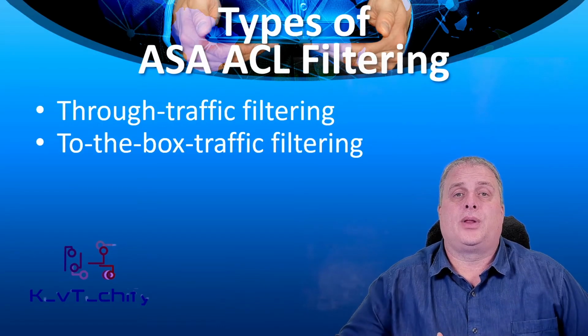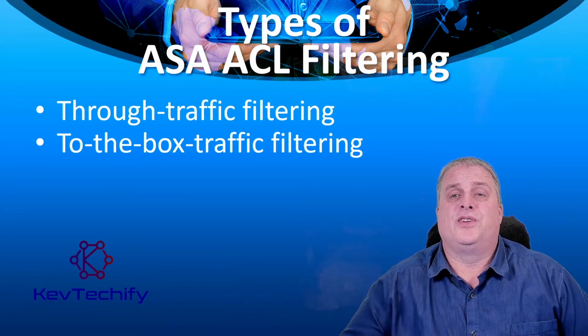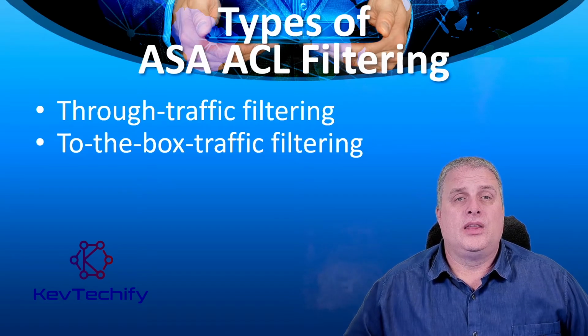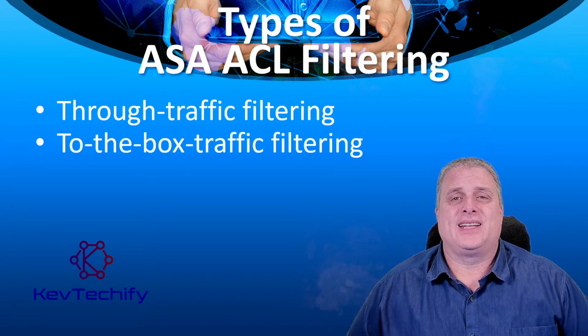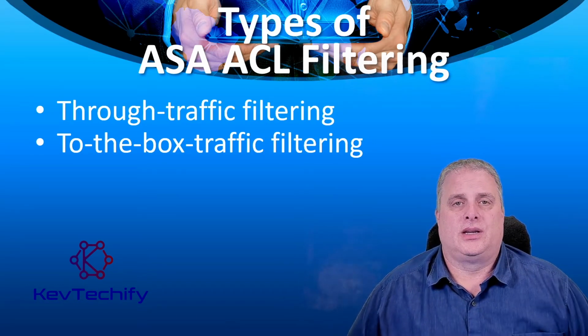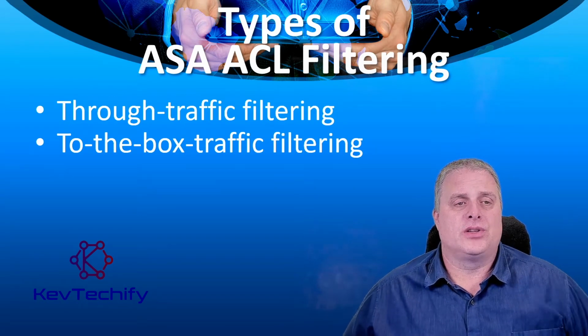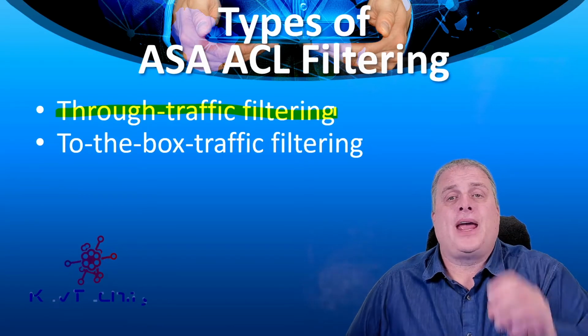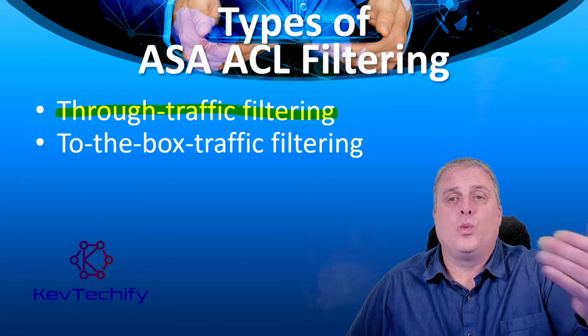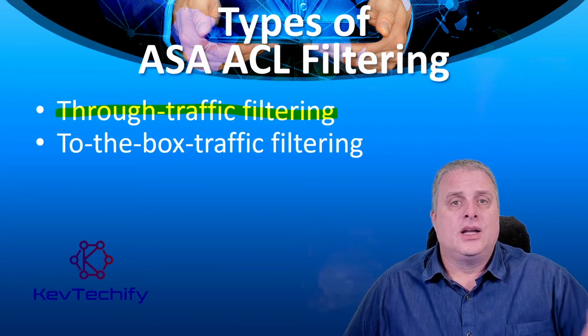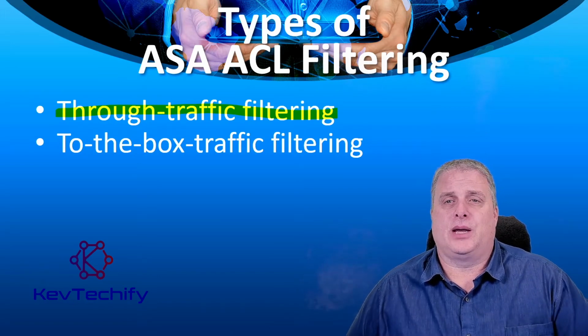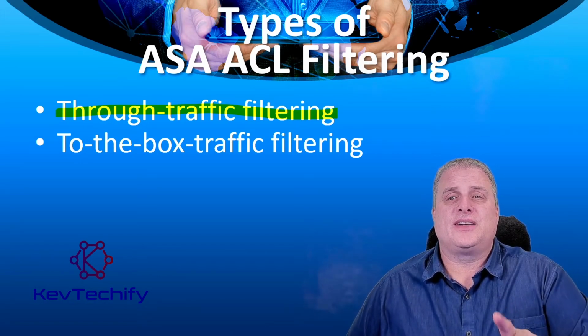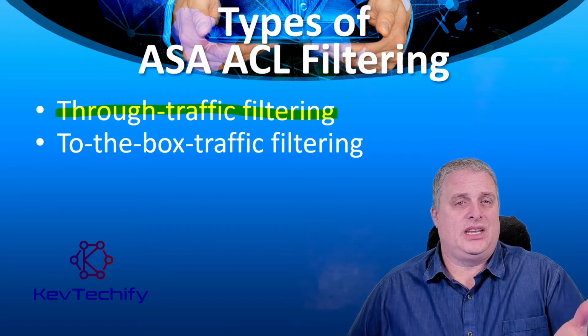ACLs on a security appliance can be used not only to filter packets that are passing through the appliance, but also to filter packets destined for the appliance. Now, there are two methods to do this. First is the through traffic filtering. Traffic passing through the ASA from one interface to another interface. The configuration is completed in two steps. First, you configure the ACL, then you apply the ACL to the interface.